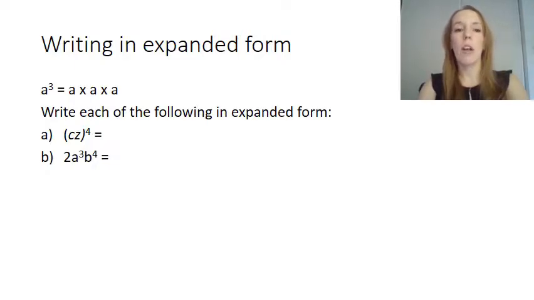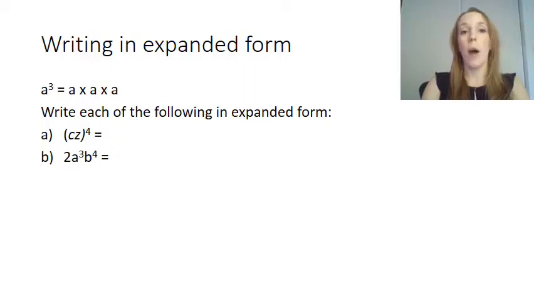So the first thing we're going to look at is writing in expanded form. So a cubed, or a to the power of 3, written in expanded form is a times a times a. So we've got two examples here. Write each of the following in expanded form. So the first one is c multiplied by z in brackets to the power of 4.